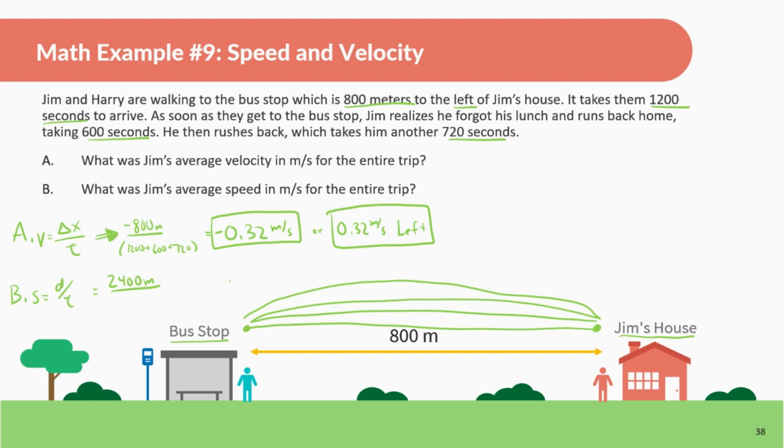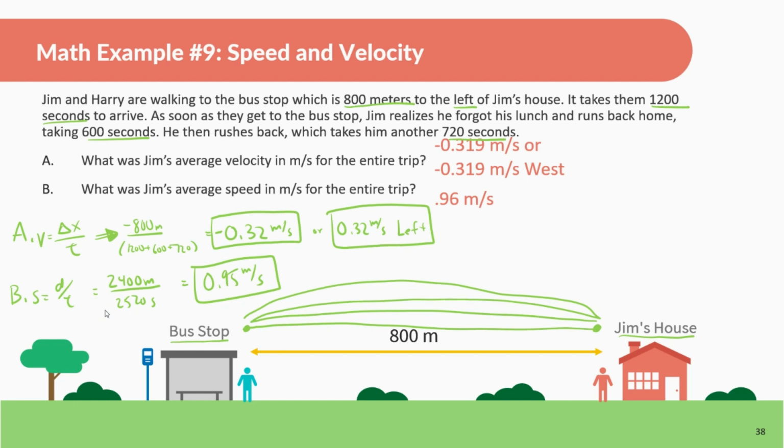And the time is going to be the same. This 1,200 plus 600 plus 720. And maybe we could just do that in the calculator for simplicity's sake this time. But that's going to be equal to 2520 seconds. And this speed is going to be different. So 2,400 divided by 2520 is going to give us 0.95 meters per second. Okay? Okay, that's the total distance and the total time. All right.